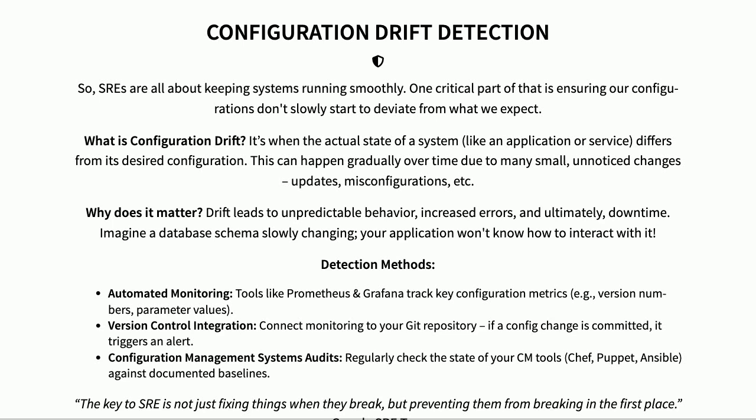So how do we detect it? Well, automated monitoring tools are crucial. Things like Prometheus and Grafana constantly track key configurations and alert us when they change unexpectedly. You can also integrate your monitoring with version control systems, so a config change automatically triggers an alarm. And finally, regular audits of your configuration management tools, such as Chef or Puppet, ensure you're comparing the actual state to what's documented. It's all about proactively preventing those little deviations from becoming major issues, just like Google's SRE team suggests.